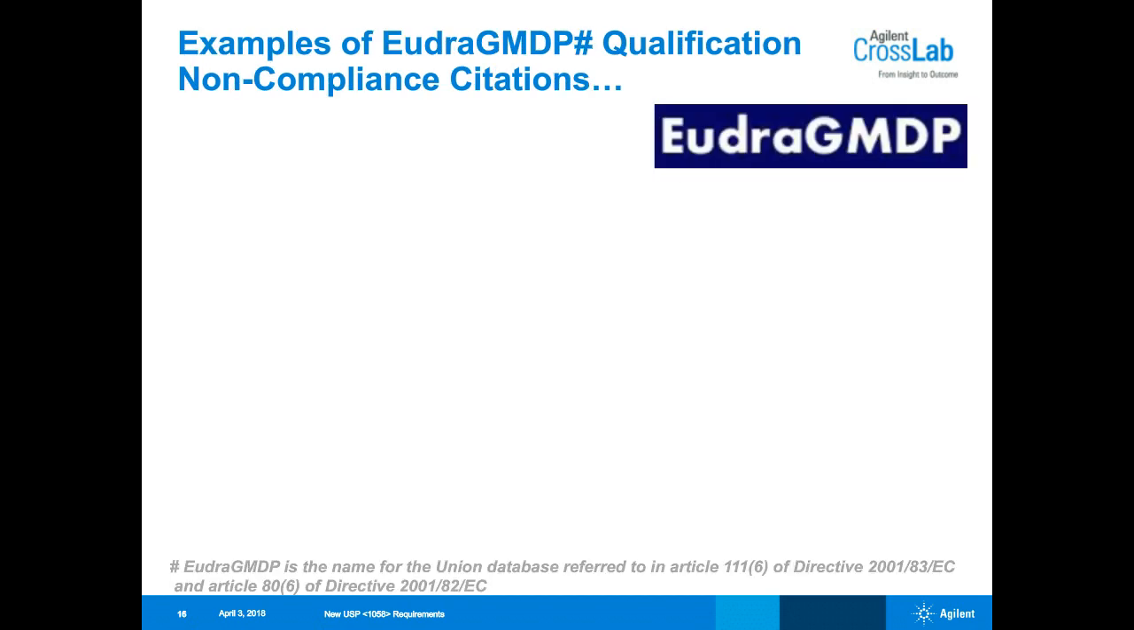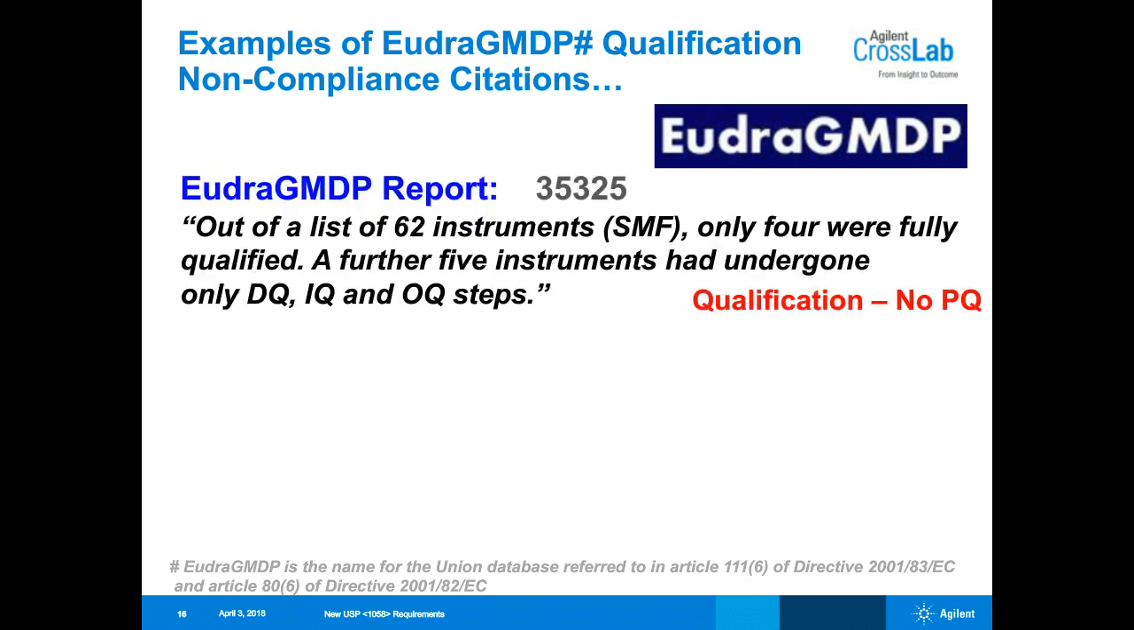The two here are taken from EudraGMDP. Report 35325 contains the wording shown. Out of a list of 62 instruments, only 4 were fully qualified. A further 5 instruments had undergone only DQ, IQ, and OQ steps. So significantly, they're picking up on the fact that there was no PQ performed.